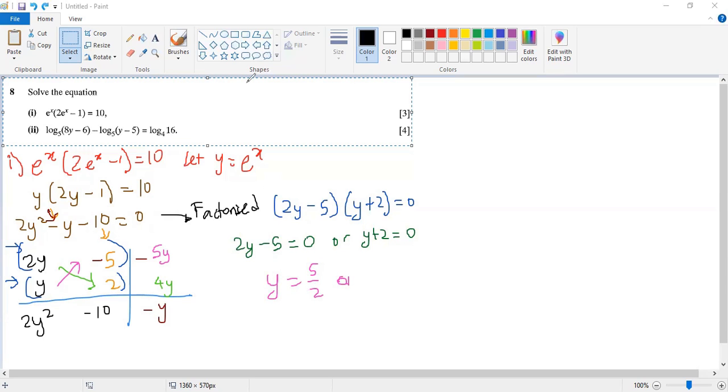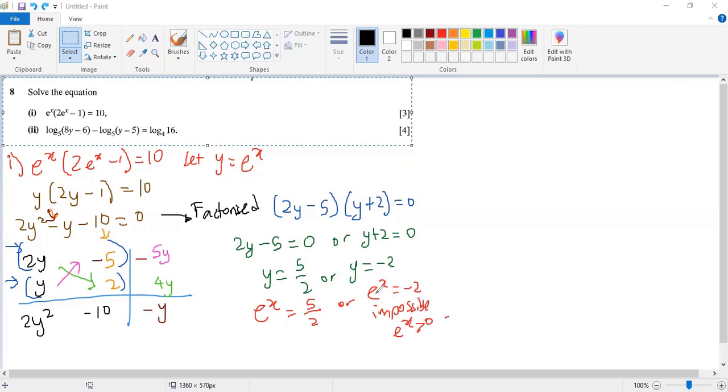Oh, sorry, not finished yet. Just getting ahead of myself. Sorry, y equals 5/2 or y equals -2. Please take note of the substitution back, because y was not the thing given, e to the power x was. Now we need to check for plausibility, whether it's possible or not. -2 is impossible here because e to the power of x is always positive for all real x. That means we need to calculate only this part further.